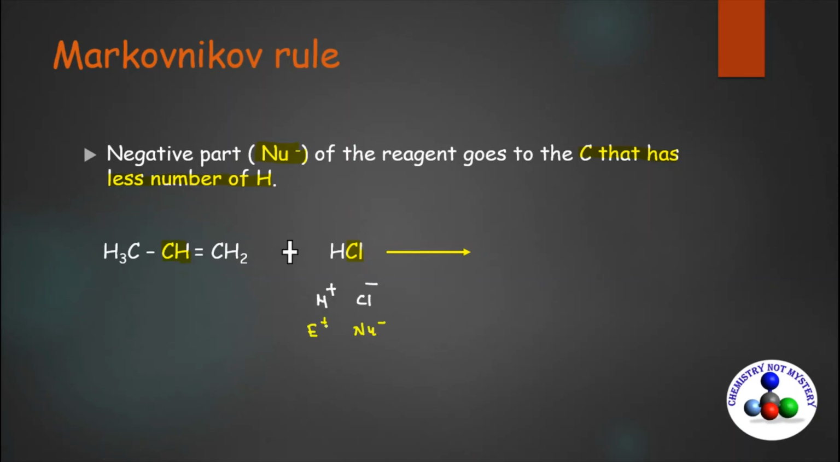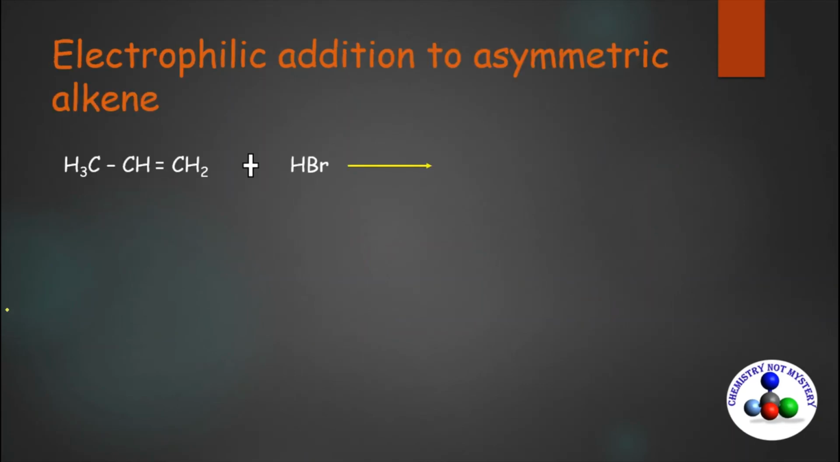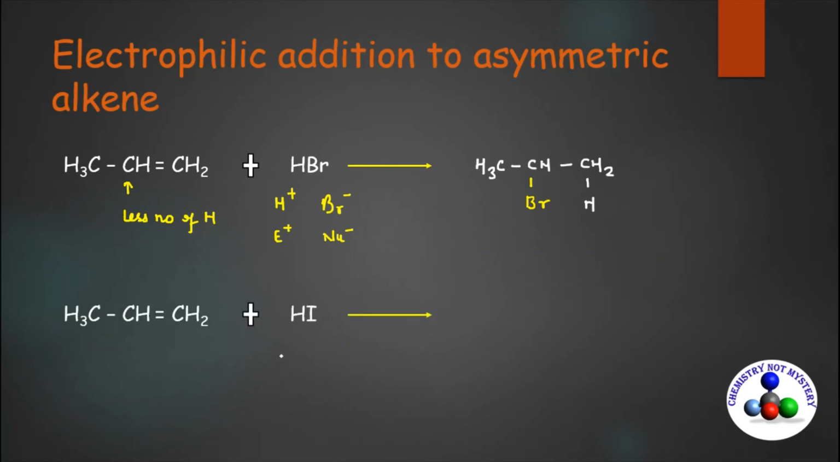Let's practice the rule. If you add HCl to propene, electrophile H plus gets attached to CH2 and nucleophile Cl minus will get attached to CH. If you add HBr to propene, electrophile H plus gets attached to CH2 and nucleophile Br minus gets attached to CH. If you add HI to propene, electrophile H plus gets attached to CH2 and nucleophile I minus will get attached to CH.